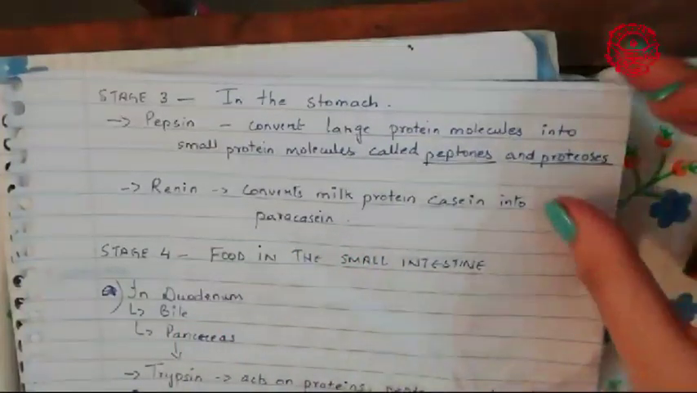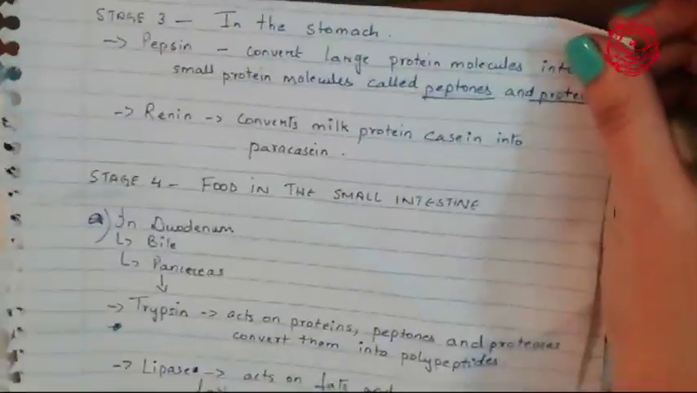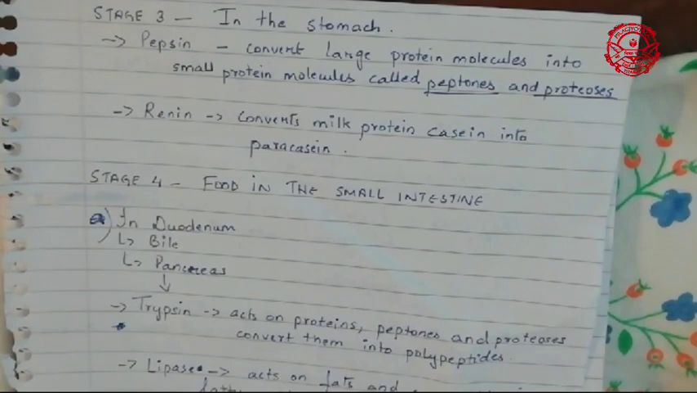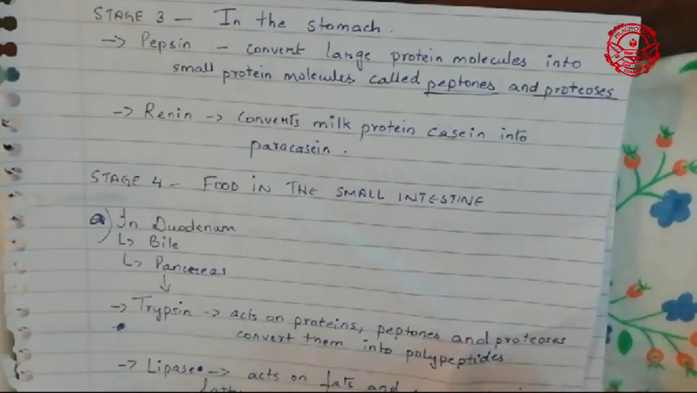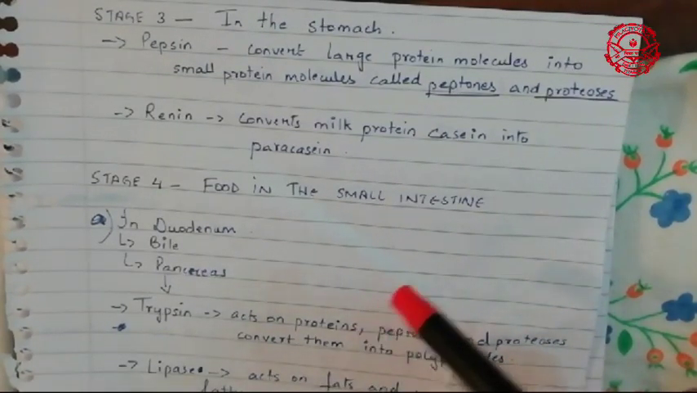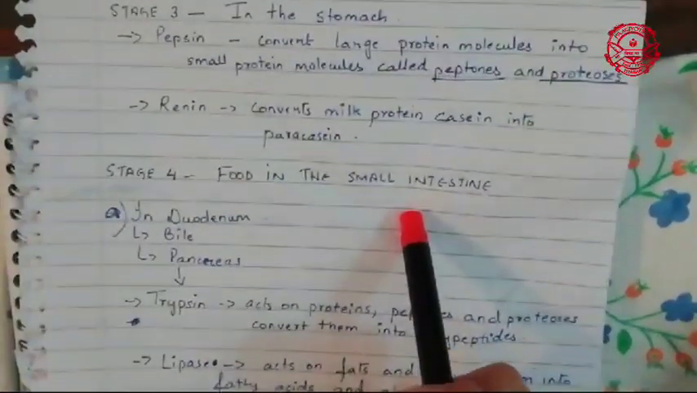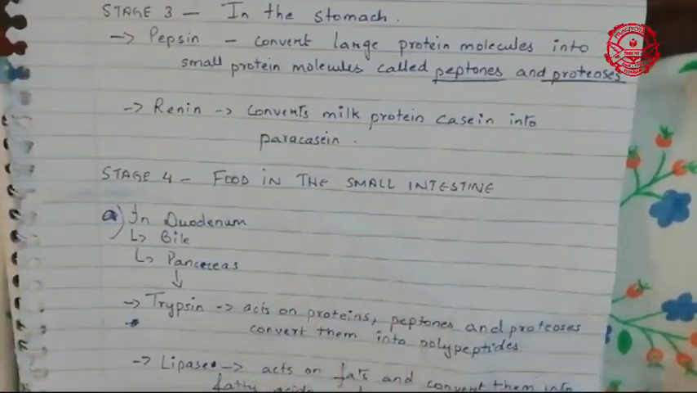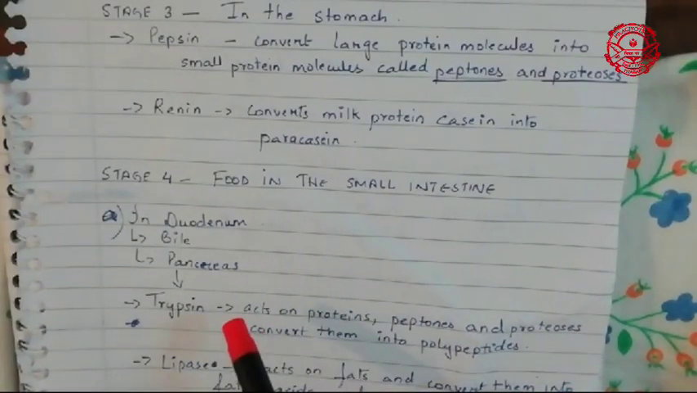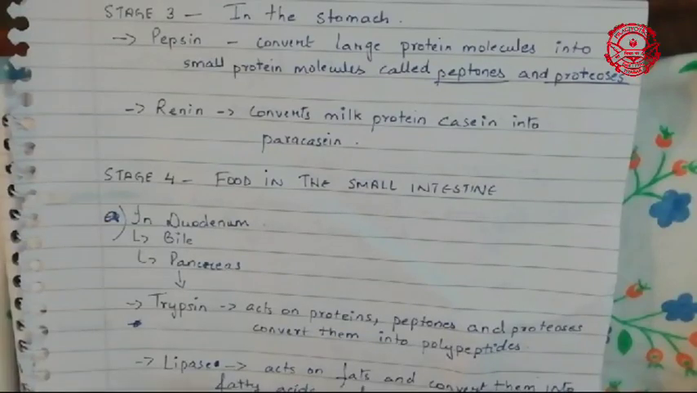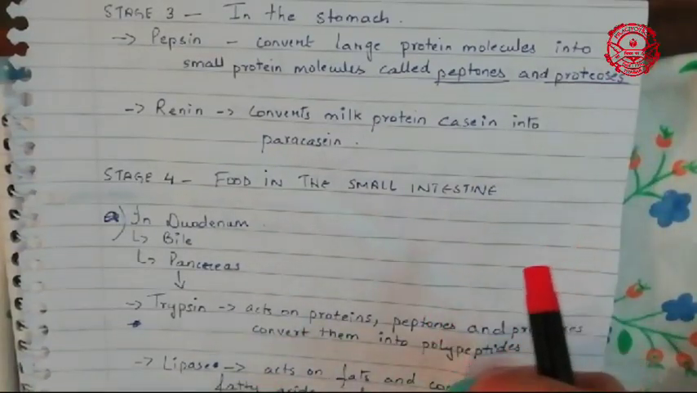The next stage is the food in the small intestine. Remember, after 2 or 3 hours, the food will only then move into your small intestine. Directly, the food will not travel into your small intestine. It will wait for around 2 or 3 hours. After 2 or 3 hours, the food will move into your small intestine. And then this stage can be subdivided into 3 steps: the duodenum, the jejunum, and the ileum.